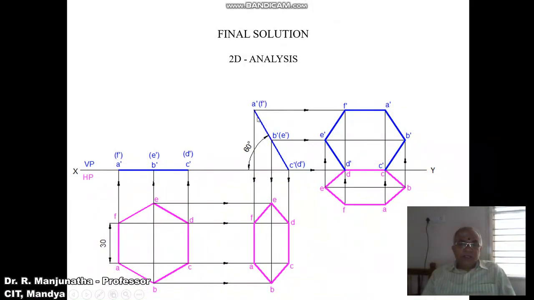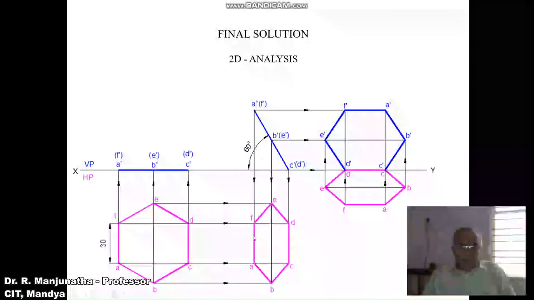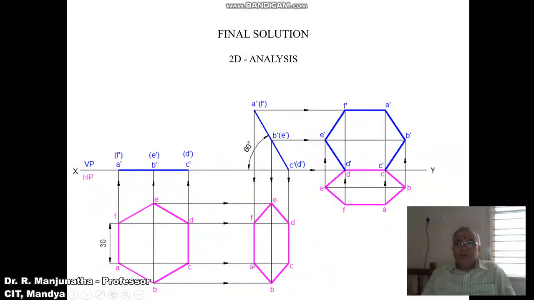Then you draw a vertical projector from A dash and F dash, and a horizontal projector from A and F in the top view. Both of these are going to intersect at A and F here, and you mark the points as A and F. Similarly, draw a vertical projector from B dash and E dash, and draw a horizontal projector from B and E. Both of these two are going to intersect at this point B and at this point E. Then you mark these points as B and E.